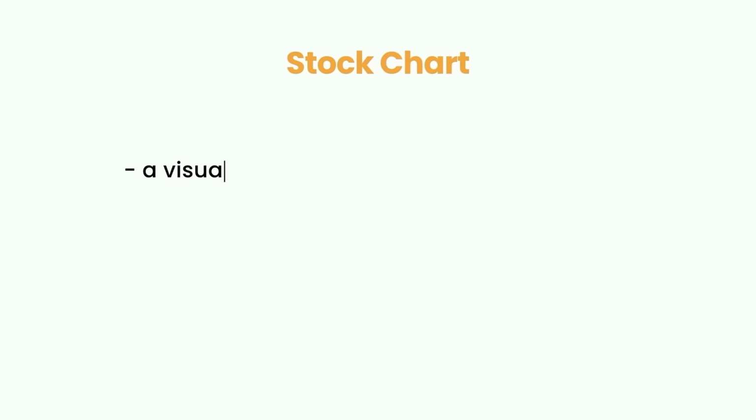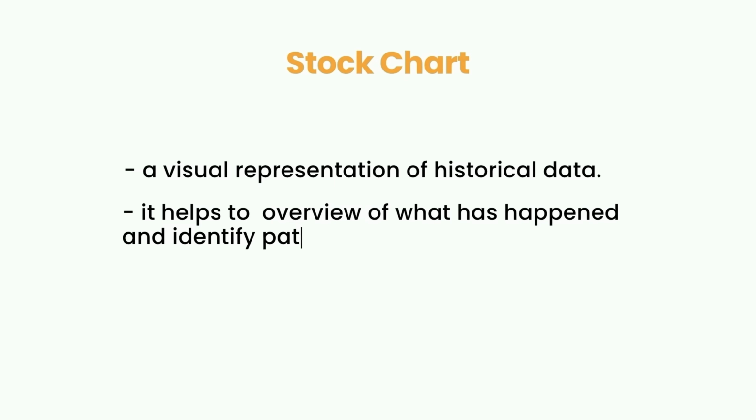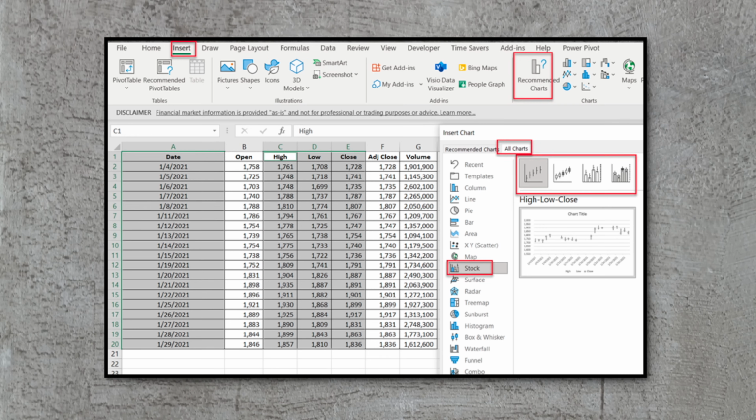Now let's try to understand the stock chart. Stock chart is a visual representation of historical data. It helps to quickly overview what has happened and identify patterns and trends. Stock charts are handy for investors who want to know how their assets perform. They can help them make better financial decisions and react quickly when the market shifts.